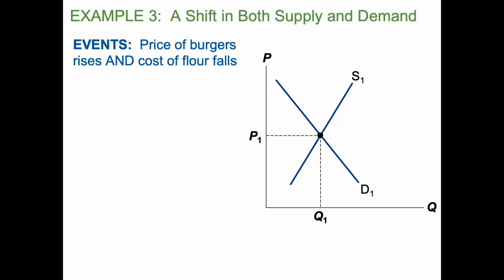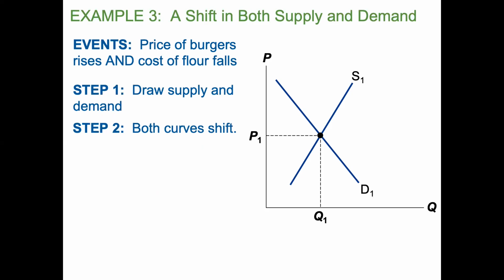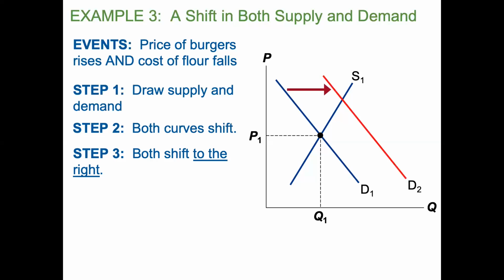Now, what happens if there is a shift in both the supply and demand curve? Say the price of burgers rises and the cost of flour falls. We're going to go through the same steps. Step 1, draw the supply and demand. Step 2, both curves shift, and both curves shift to the right. So I'm going to draw demand shifting to the right and supply shifting to the right.